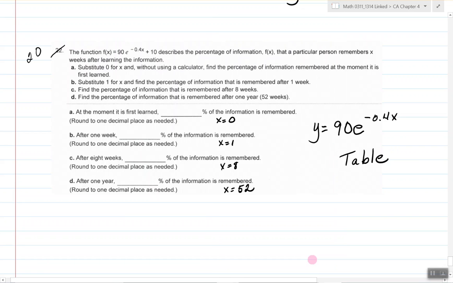So my answers are 100, 70.3, 13.7, and 10. This is a decay curve. The negative exponent puts it 1 over e, makes it a fraction, and that's what's going on. That's why it's decaying.